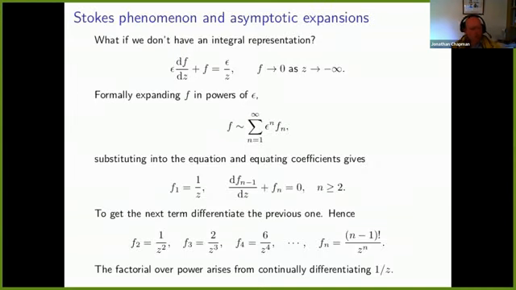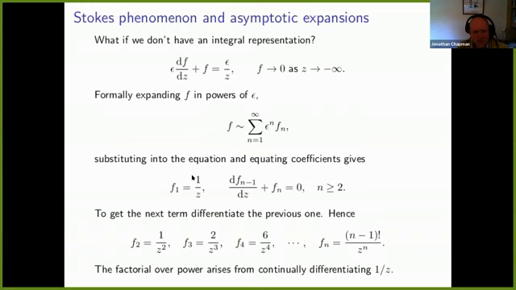Okay, so what could you do if you didn't have an integral representation? Well, it's very easy from this differential equation just to do a formal expansion in powers of epsilon. If I propose such an expansion, substitute it into the equation, and then just equate coefficients of powers of epsilon, I'm going to find that the first term in this expansion is just 1 over z. And then to get the next term, I just differentiate the previous term. And that allows you to generate the full expansion very easily.